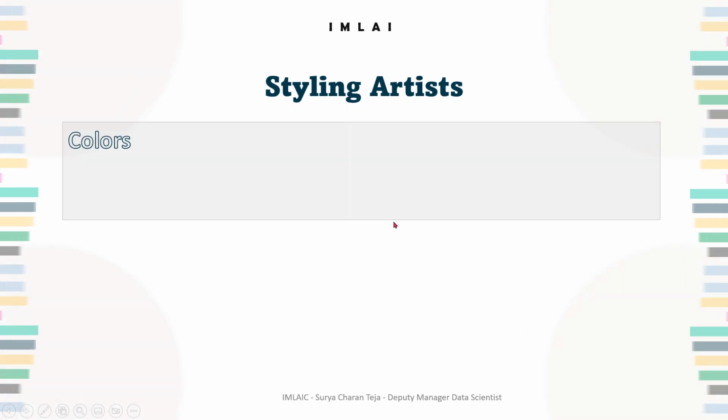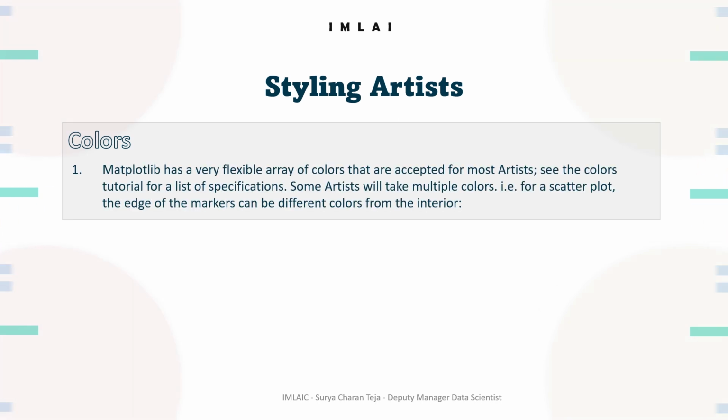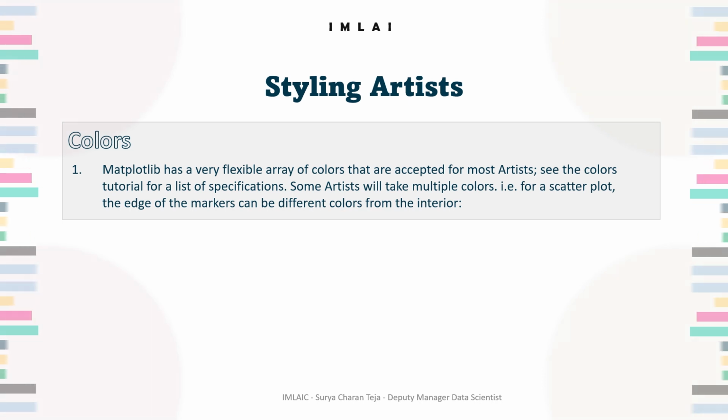Let's begin with the colors. So matplotlib has a very flexible array of colors that are accepted for most artists. If you want to see, you can just get into the matplotlib documentation and see what all colors are available, and you can find the list of specifications there.